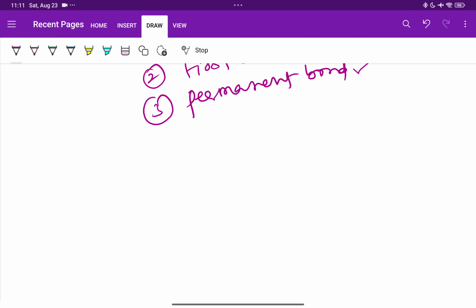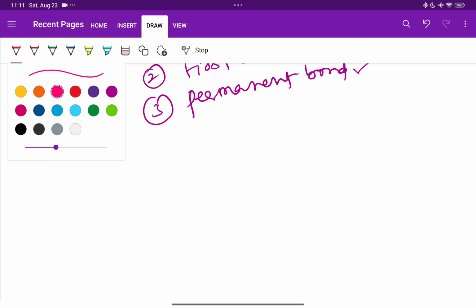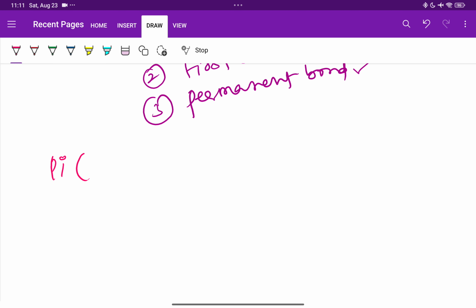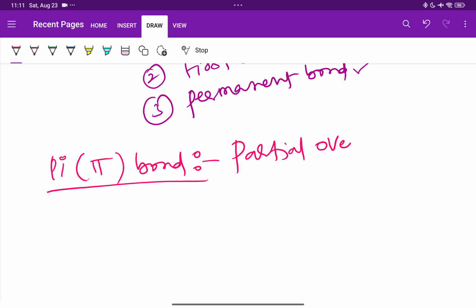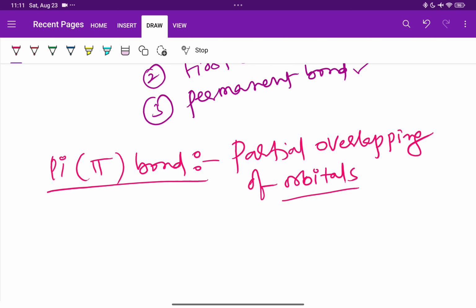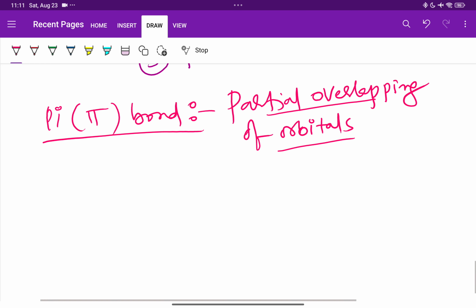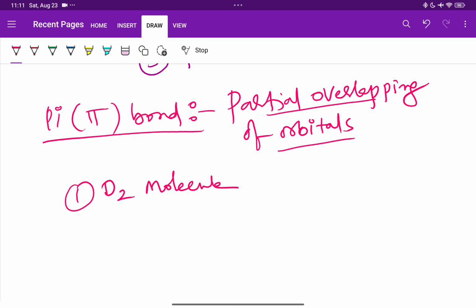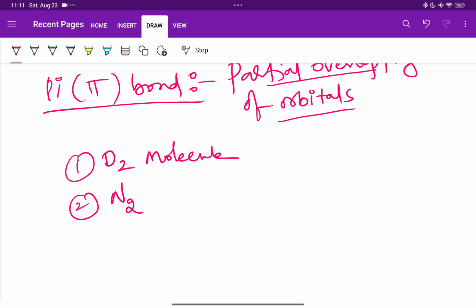Next, pi bond formation we'll see very simply. So what is pi bond? I told you pi bond is formed by partial overlapping of orbitals. How do two orbitals partially overlap and form pi bond? We are going to check with the help of two examples. One is the O2 molecule, second one is the N2 molecule.